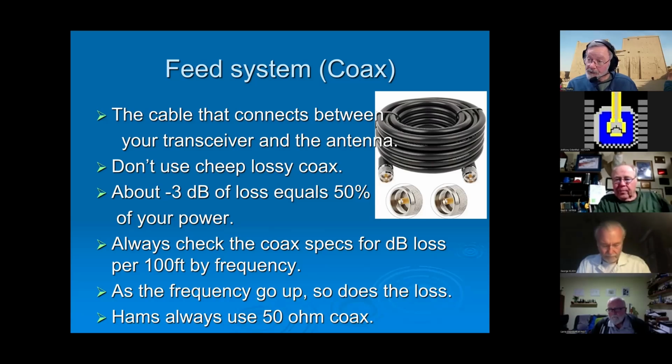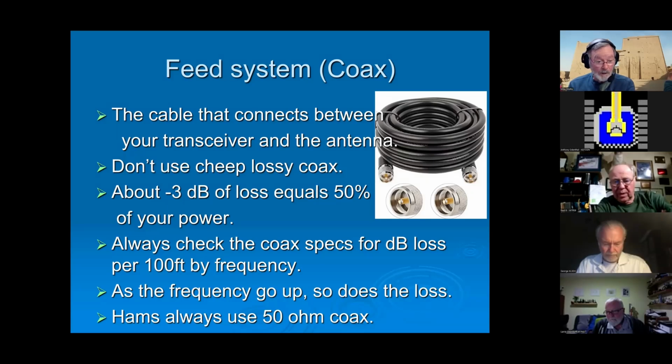The other key part is that as the frequency goes up, so do the losses. Through the HF band, the losses aren't too awfully bad. But as you get into the 2 meter band, the 70 centimeter band, the 440 band, that loss gets quite significant. So you really have to start thinking about quality coax when you get up into those higher frequencies.